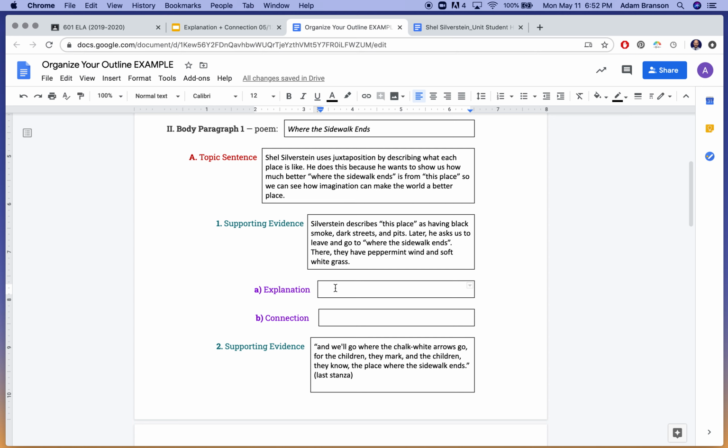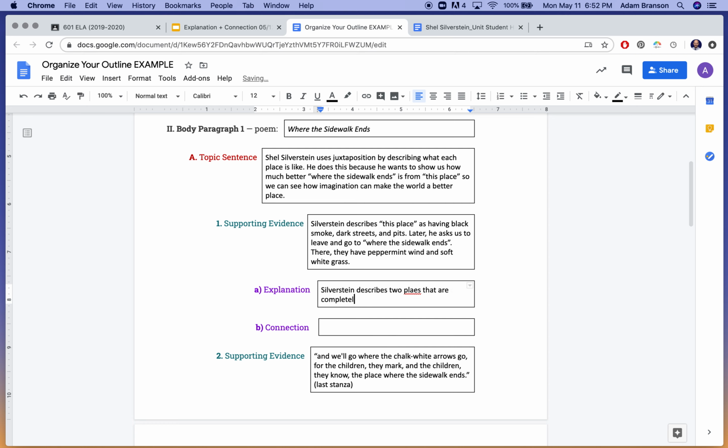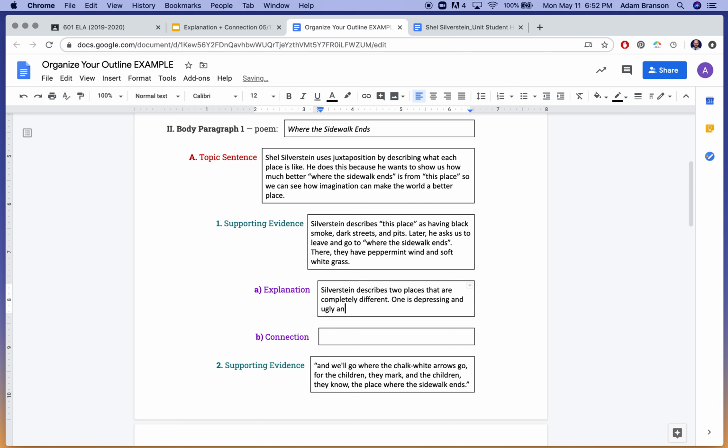So in my explanation, I am going to just kind of summarize. Silverstein describes two places that are completely different, right? So I'm kind of taking you through. I'm not assuming you know everything. You're a tourist that doesn't speak the language, and I'm rushing through these small, tiny streets explaining things. So Silverstein describes two places that are completely different. One is depressing and ugly, and the other is inviting and beautiful. So I've taken this supporting evidence and I've just explained it, maybe put it even more into my own words. The main point of this supporting evidence was that he was describing two places. One of them's gross, one of them's not.